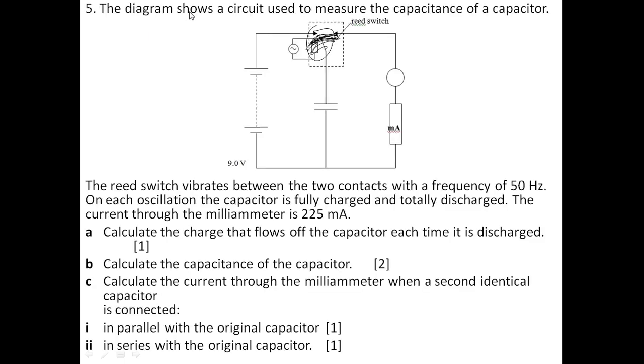Okay, so for part A, I want to find what is the charge that flows off the capacitor each time it is discharged. First thing is I need to find my time. Why do I need to find my time? Because I know that charge will be equal to IT. Why? Because it's given here. The reading of the milliammeter is 225 milliamp.